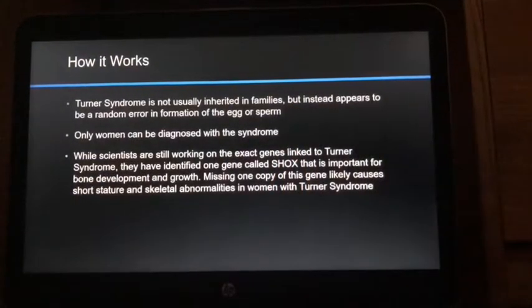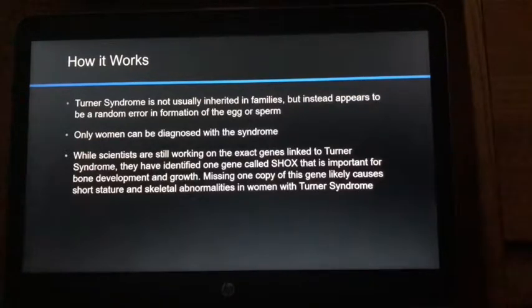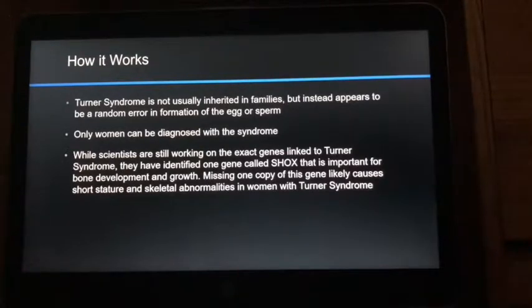How it works. Turner syndrome is not inherited in families, but instead appears to be a random error in the formation of the egg or the sperm. Only women can be diagnosed with the syndrome, as shown in the diagram on the genotype slide, because there is no Y chromosome present. While scientists are still working on the exact genes linked to Turner syndrome, they have identified one gene, called SHOX, that is important for bone development and growth. Missing one copy of this gene likely causes short stature and skeletal abnormalities in women with Turner syndrome.